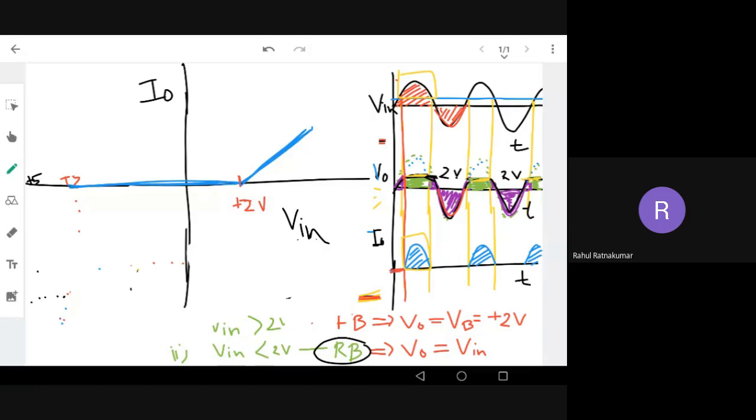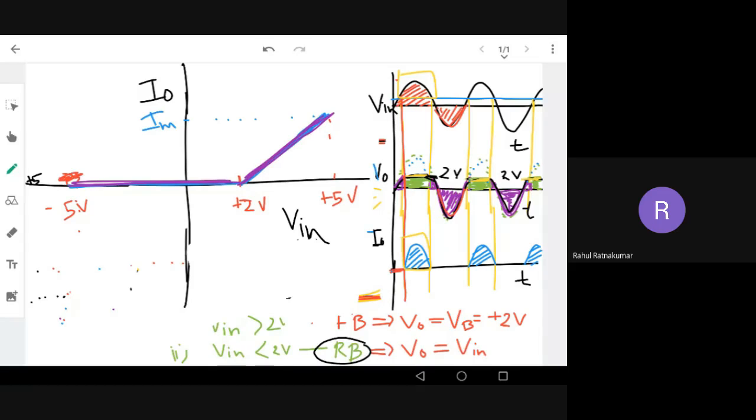Okay. So we can say this is I output max, and for V input, this is minus 5 and this is plus 5. Okay. So this is your output graph, I out versus V in, right? So I think this is okay.